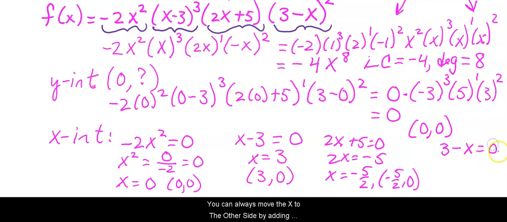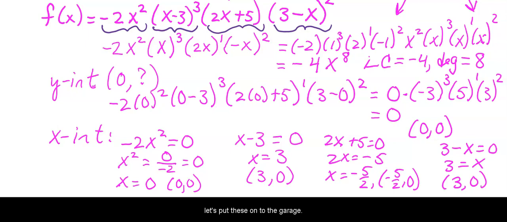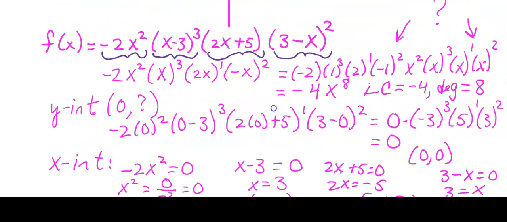You can always move the x to the other side by adding it. This gives me 3 as the final x-intercept. So now I have 4 x-intercepts and 1 y-intercept. Let's put these onto the graph.